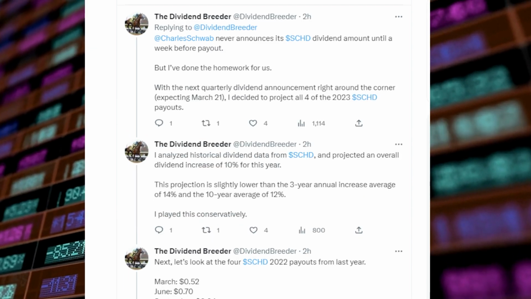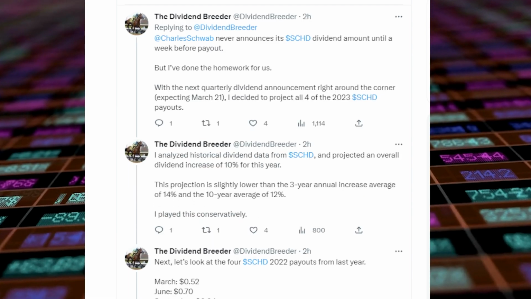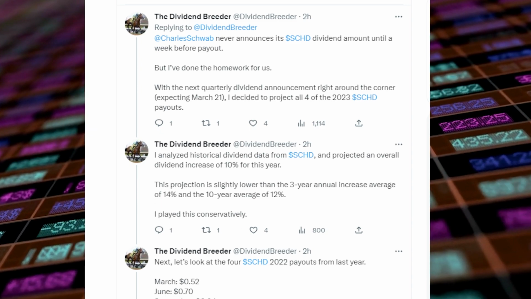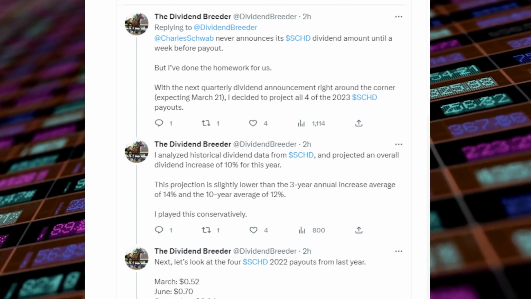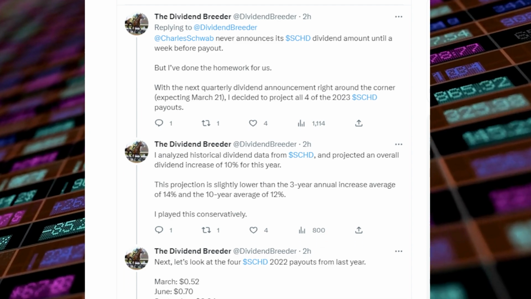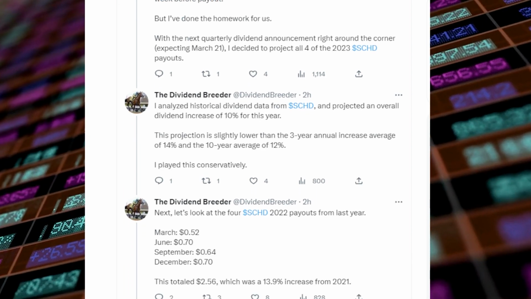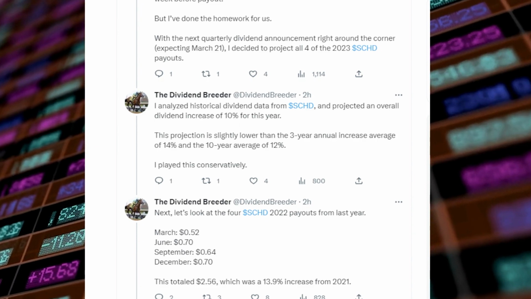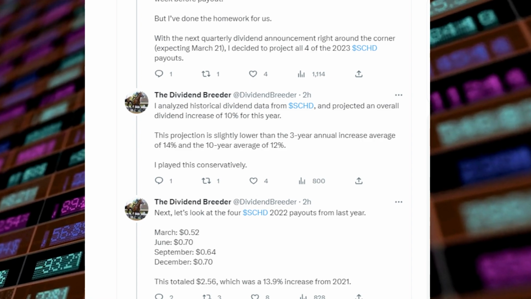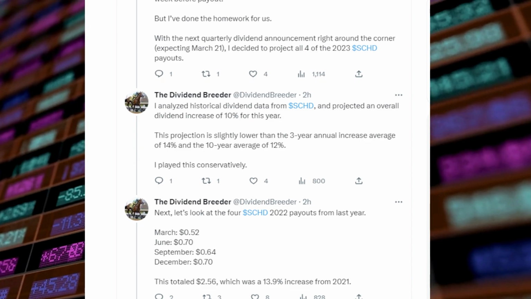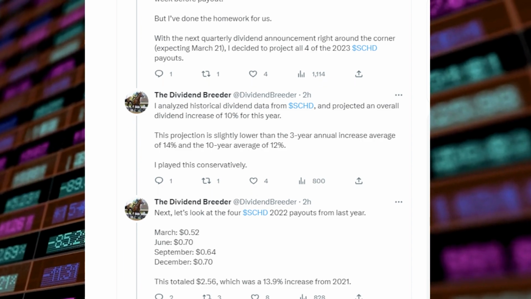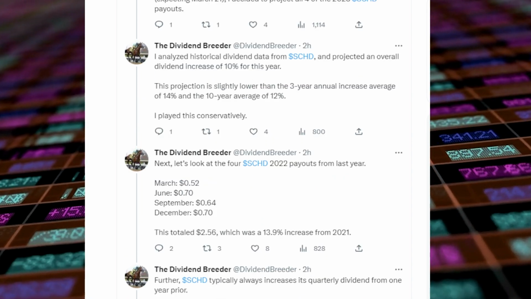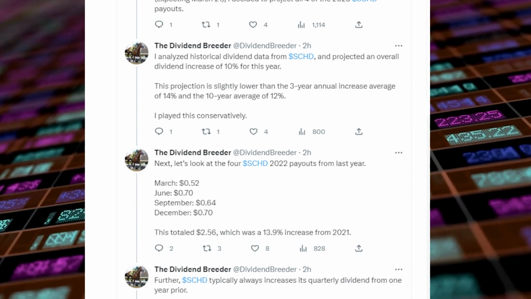They then said Charles Schwab never announces its SCHD dividend payments until a week before the payouts. But after some homework, this Twitter user apparently found what could be the next 4 payouts. I annualized historical dividend data from SCHD and projected an overall dividend increase of 10% for this year. This projection is slightly lower than the 3-year annual increase average of 14%, and the 10-year average is 12%. So they want to play this on the conservative side, although it could even be higher than these projections.